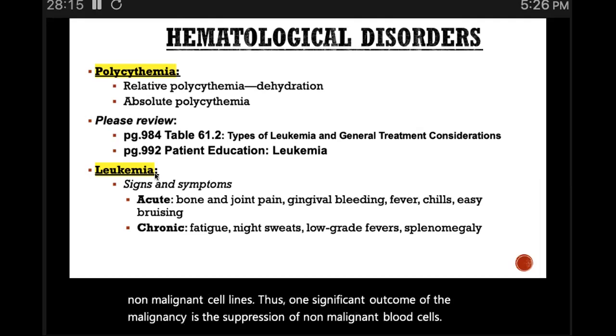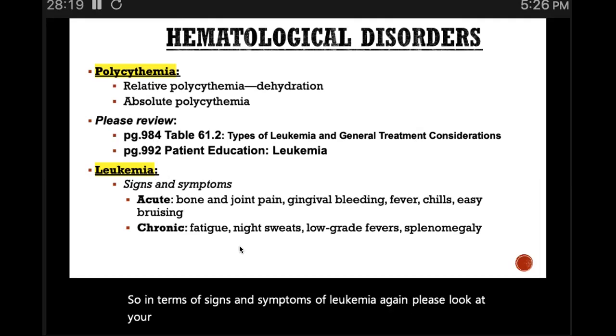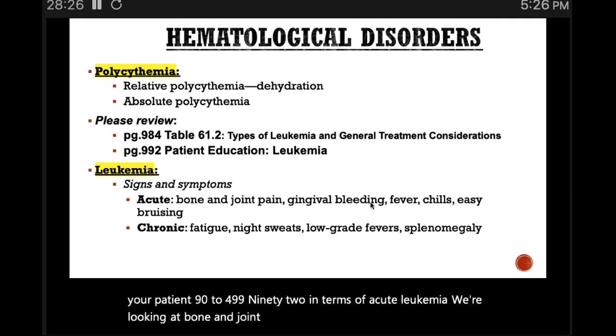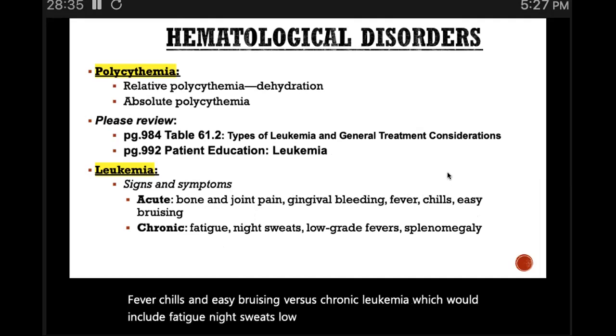So in terms of signs and symptoms of leukemia, again, please look at your page 984, 992. In terms of acute leukemia, we're looking at bone and joint pain, gingival bleeding in your gums, fever, chills, and easy bruising, versus chronic leukemia, which would include fatigue, night sweats, low-grade fevers, and splenomegaly.